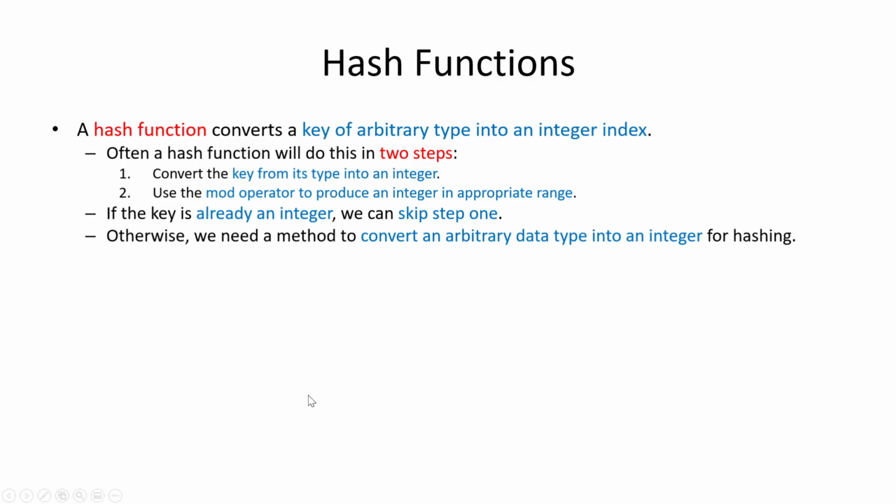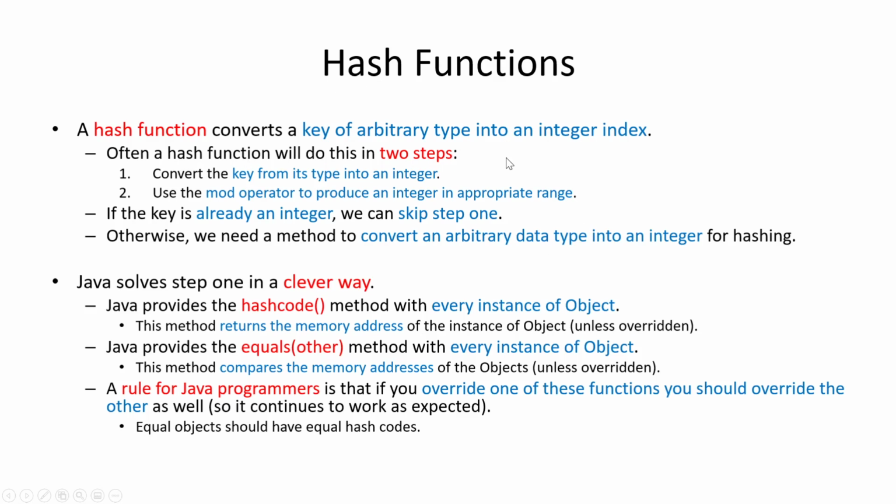Then step two is usually, maybe with some other effort, but usually using the mod operator to produce an integer in the range we want. Remember, we want an integer in the range 0 up to the capacity minus 1 of our array. So we're going to use mod to kick out an appropriate index into that array. Step one is the part I want to focus on, since step two is the easy case with the mod operator.